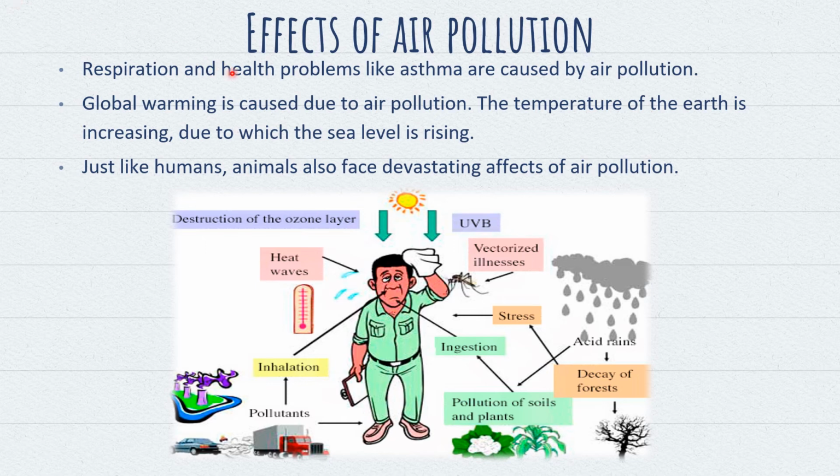Global warming is caused due to air pollution. The temperature of Earth is increasing, due to which the sea level is rising. Even the ozone layer is getting depleted. The sea level is rising, and global warming is caused due to air pollution only. The temperature of the earth is increasing.